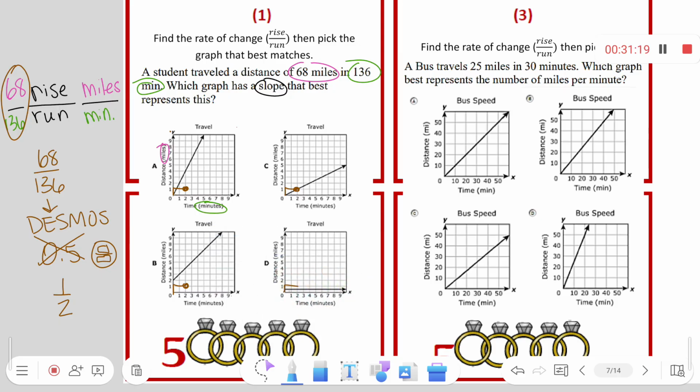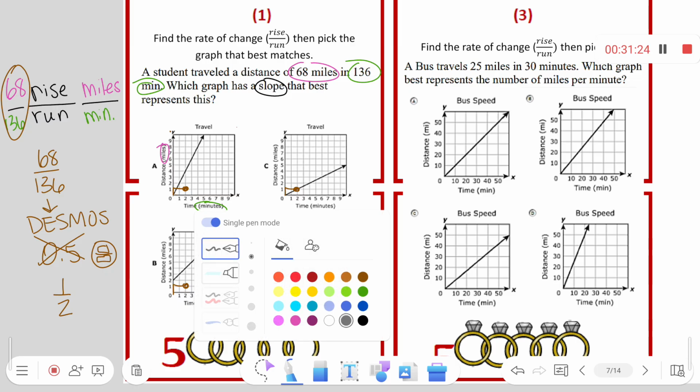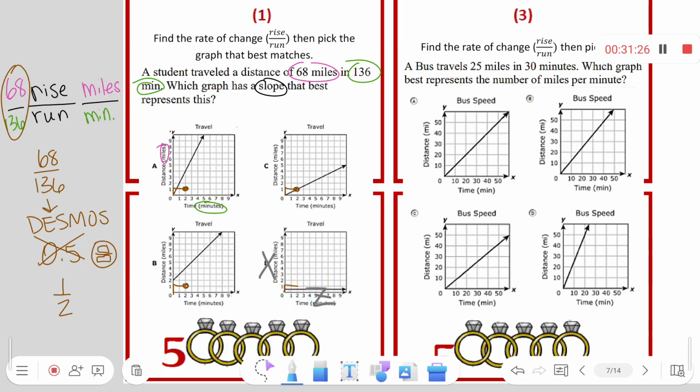because the slope in D is a flat line, a slope of 0. Regardless, that one didn't fall on the line anyways. 1 up, 1 right, rise, run, 2 didn't fall on the line. The only one that worked was C, so your answer is C. The slope was 1/2, or 68 miles over 136 minutes, which is 1/2.